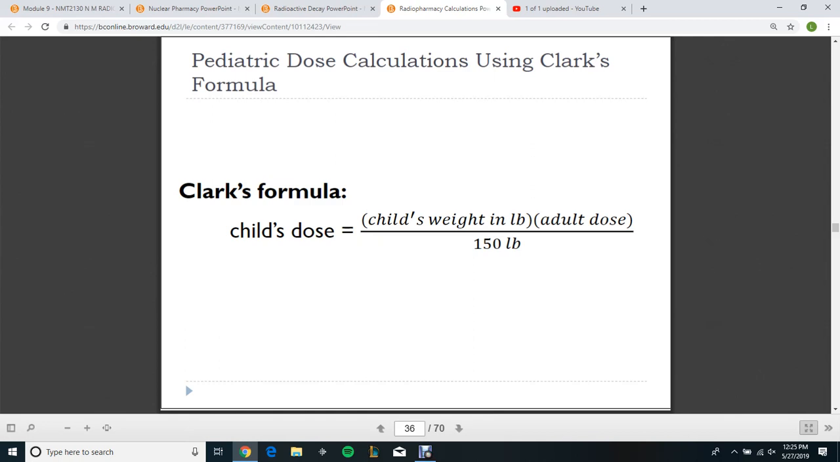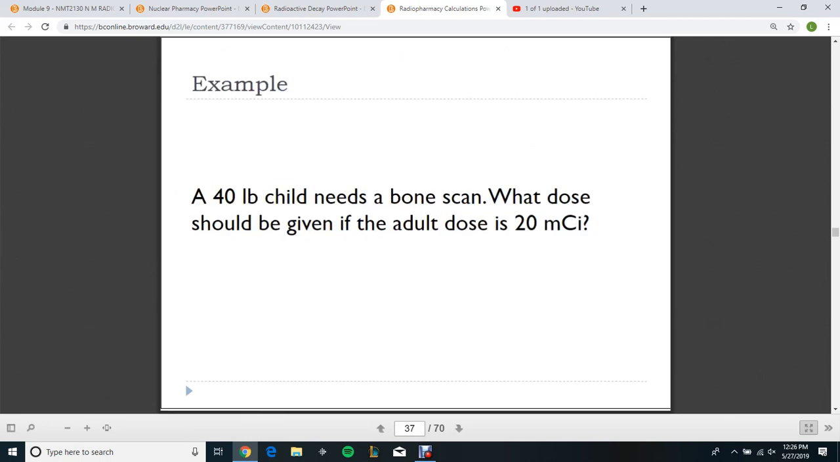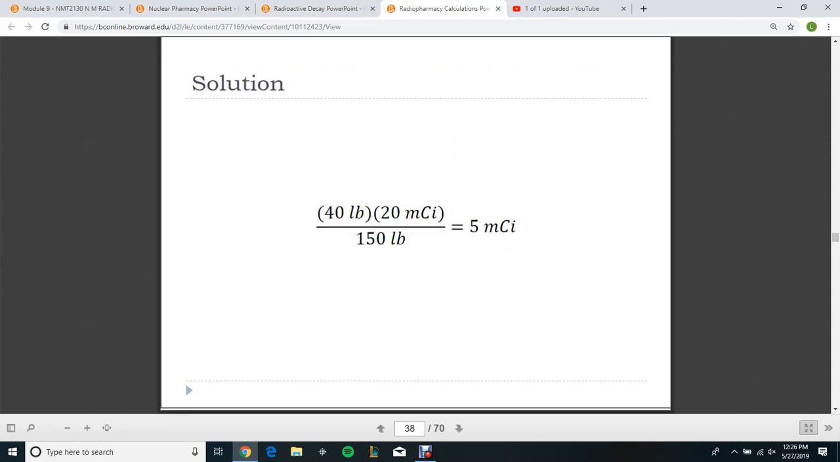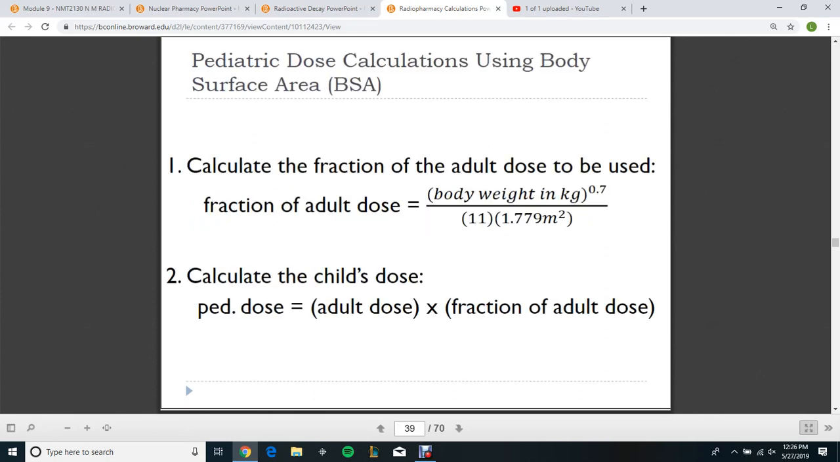Using Clark's formula for the pediatric dose, the child's dose is equal to the child's weight in pounds multiplied by the adult dose and then divided by 150. A 40-pound child needs a bone scan. What should the dose be? So you're going to take the 40, multiply it by the 20, and then divide that by the 150. You'll end up with a 5 millicurie dose.